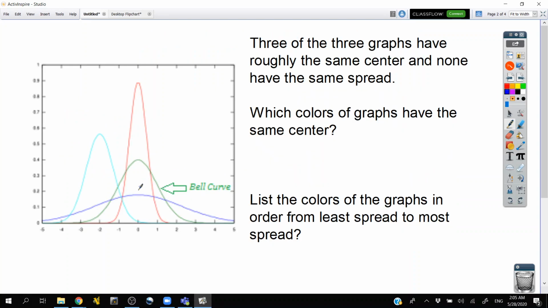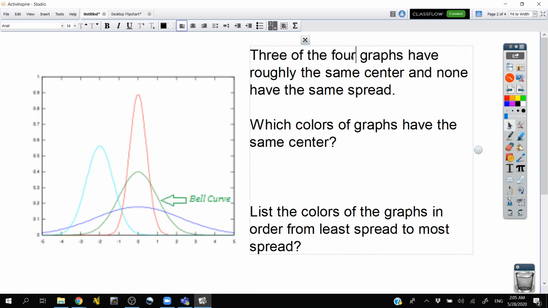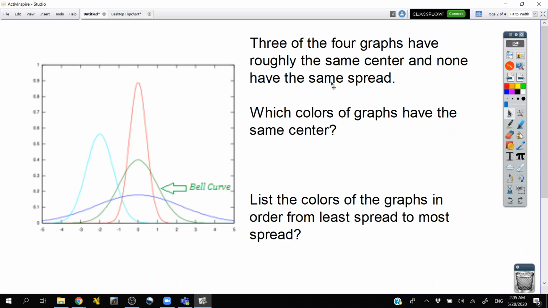So here are some examples. We have 4 curves here. I've got dark blue, we've got light blue, we've got green, and we've got a red bell curve. Again, shape is taken out. All of these have the same shape, so we're only talking about center and spread. I've said 3 of the 3 graphs, that's misstated. 3 of the 4 graphs have roughly the same center, but none of them have the same spread.